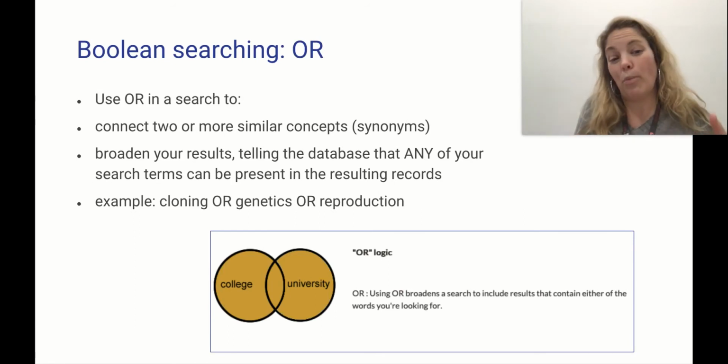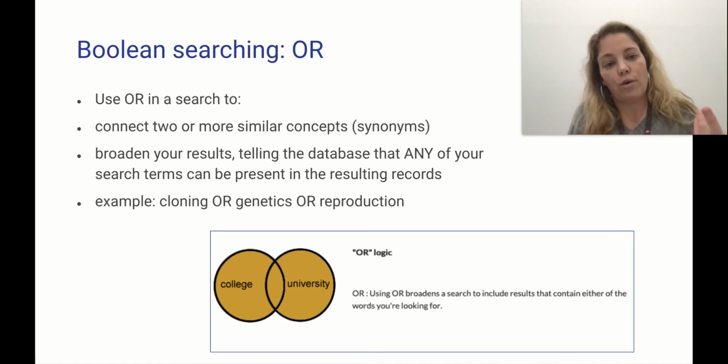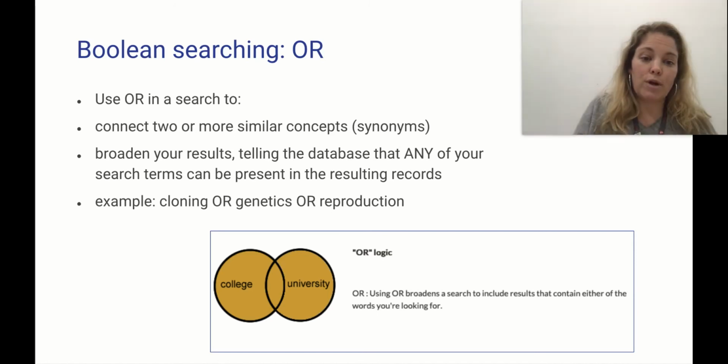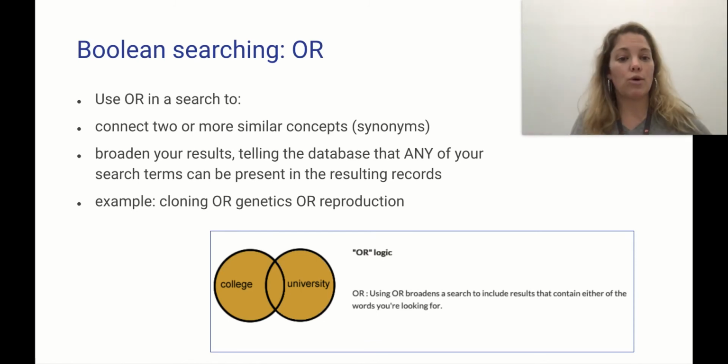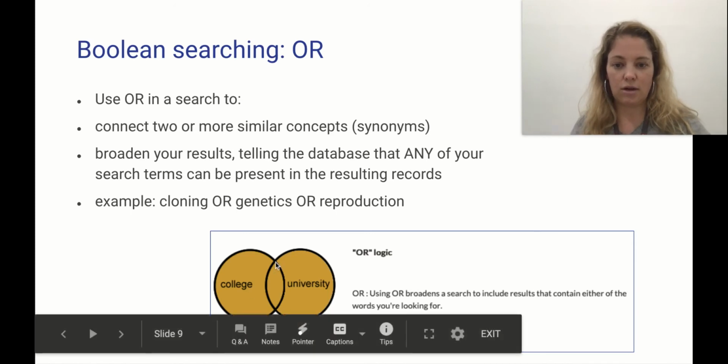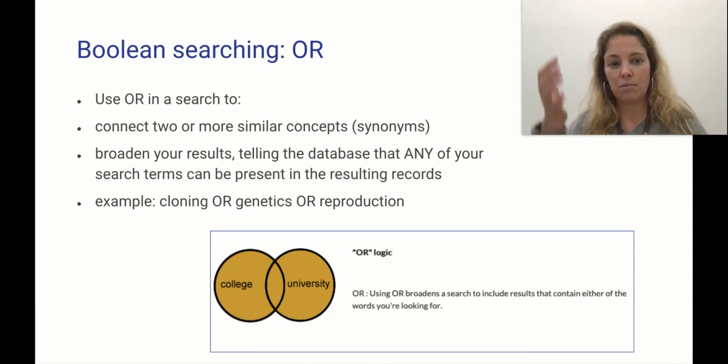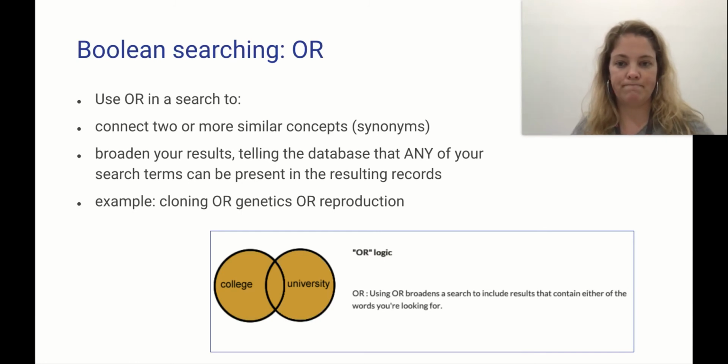Or is a little bit more open. If you were to search cloning or genetics or reproduction, you are going to get results that could be any of those things. Just cloning, just genetics, maybe the two together, reproduction, but it could include it or not. So it's a much more open search. And you can see here in the Venn diagram, it would include college, it would include university, it would also include the middle, but it could be one, maybe not the other.